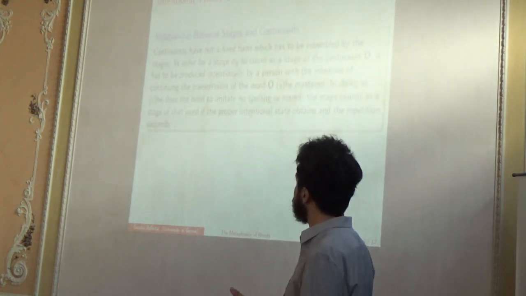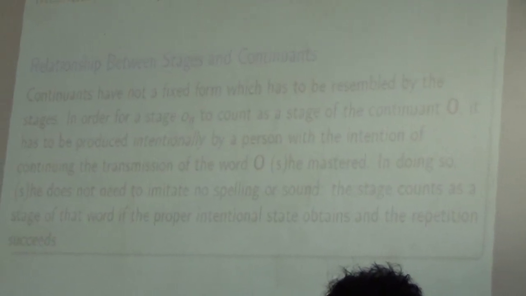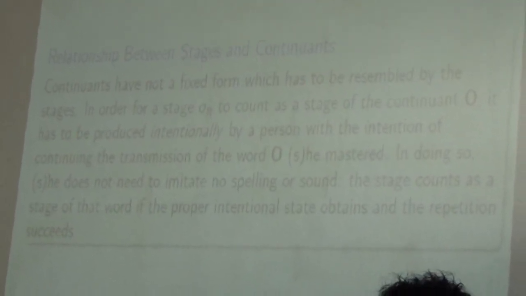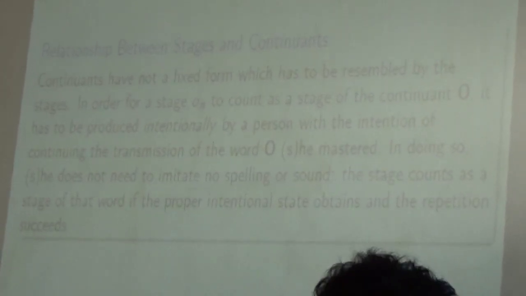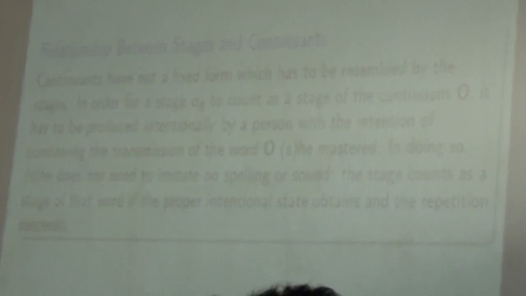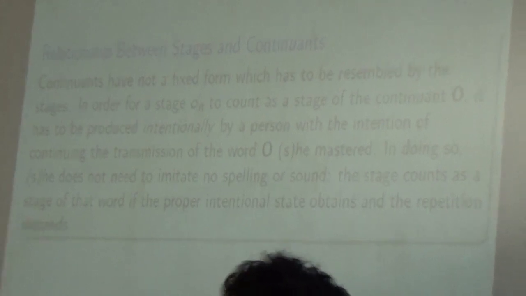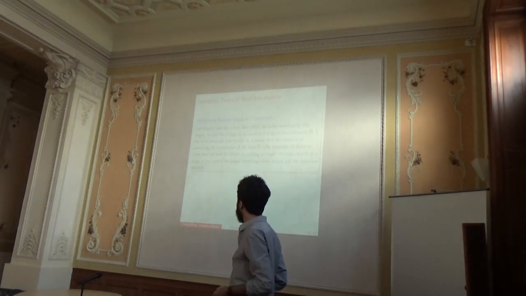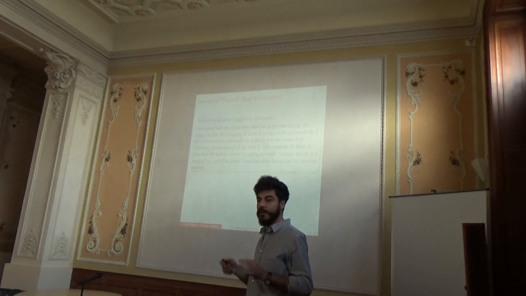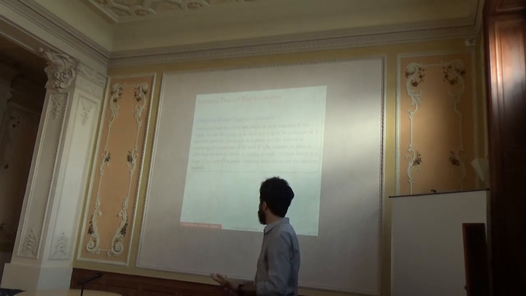So continuants have no fixed form which has to be resembled by the stages. In order for a stage O(n) to count as a stage of the continuant O, it has to be produced intentionally by a person with the intention of continuing the transmission of the word O she mastered. I want to transmit a word I heard before, and I produce something, and that something is a stage of the word I want to transmit. So intention is a necessary condition for something being a stage of a continuant.